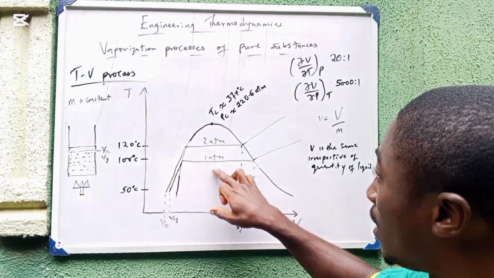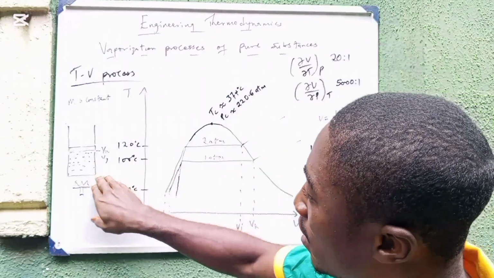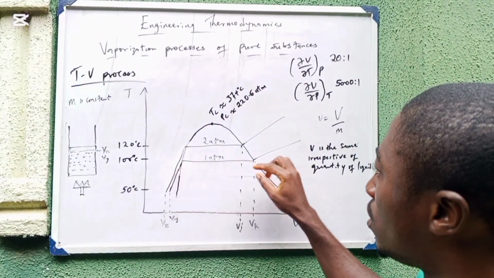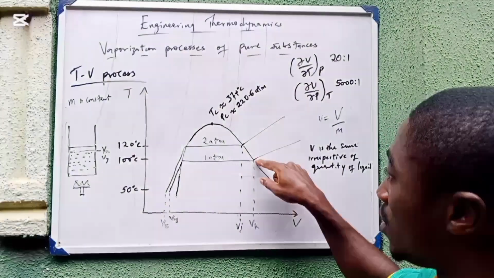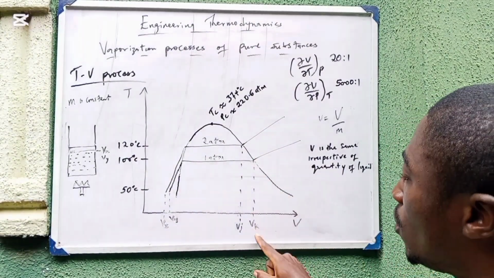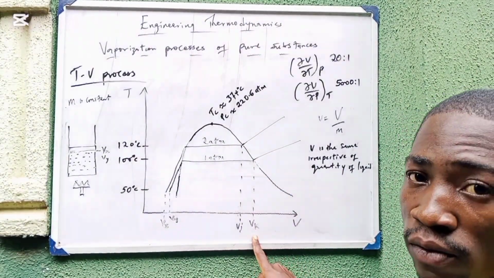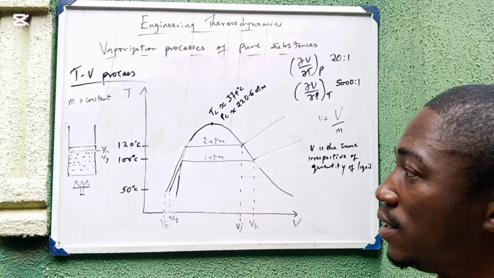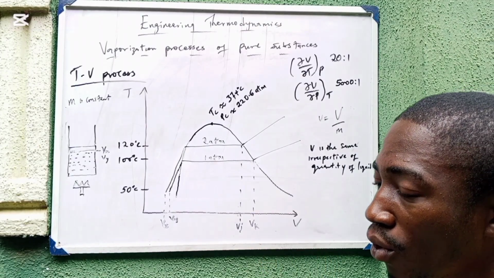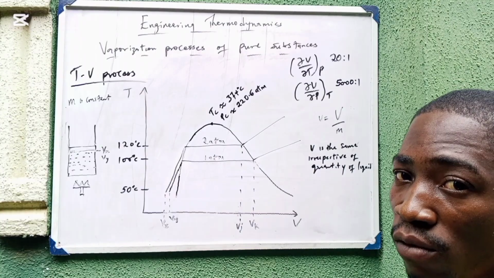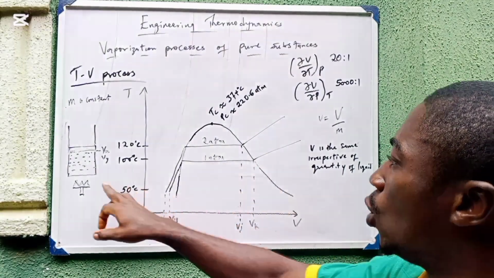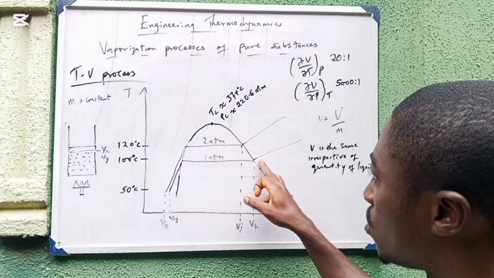It continues like that until the whole water in the system changes to vapor. And when that has happened, that means we are at this point of the saturated vapor curve and we have a new volume, Vk. So that becomes the volume of the water in the system because vapor would occupy a larger volume compared to liquid.